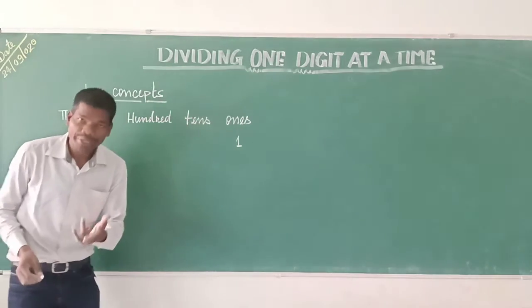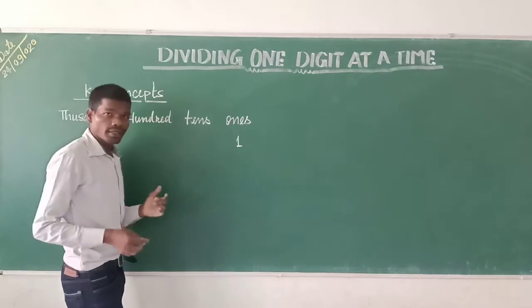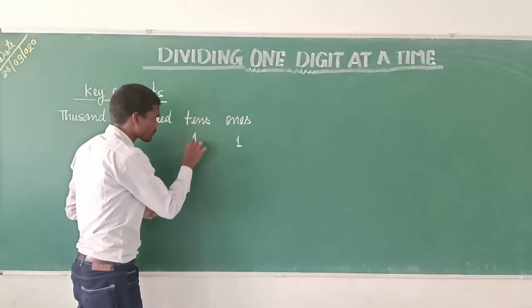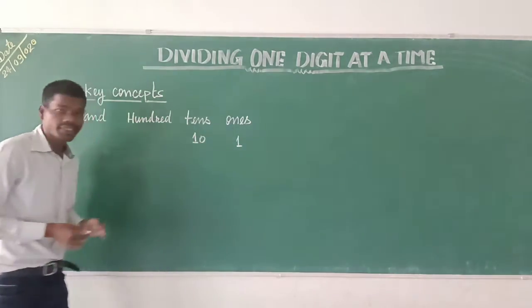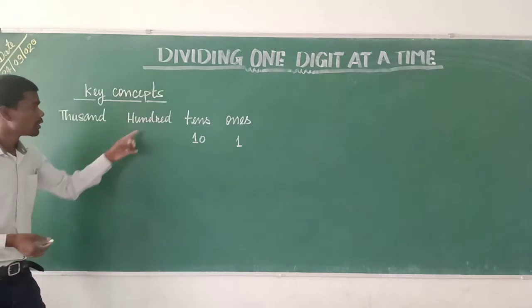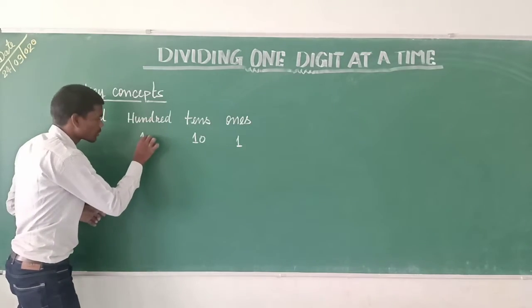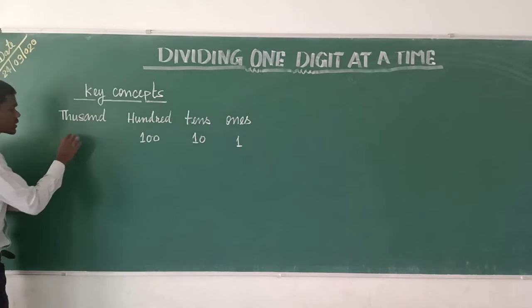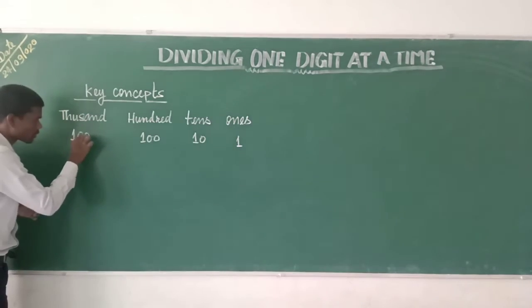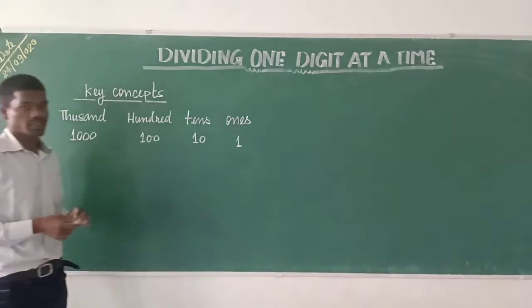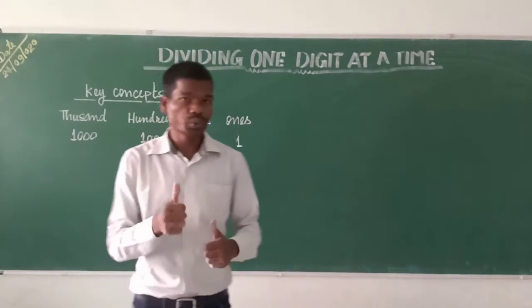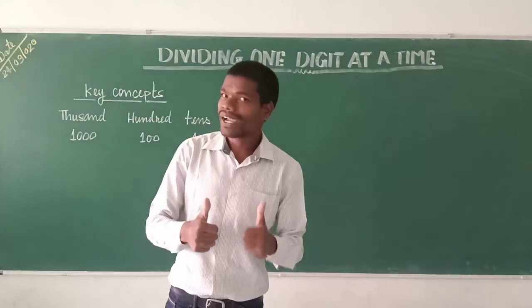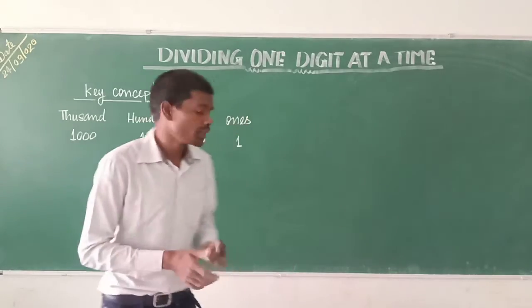Ones. Can we write ones? And here what is that? 10. Then what is written here? 100 is written here. And here what is written? 1000 is written. Now, dear students, I am going to tell you a very vital thing.